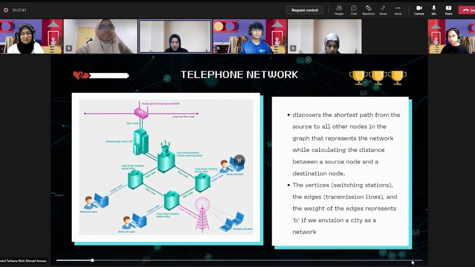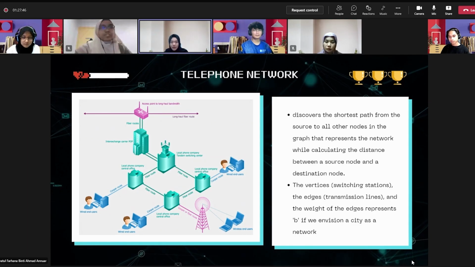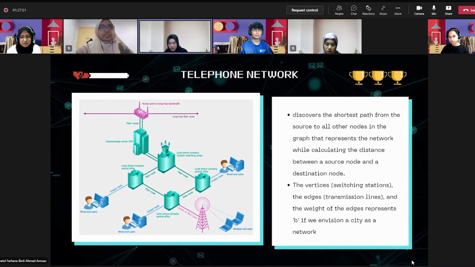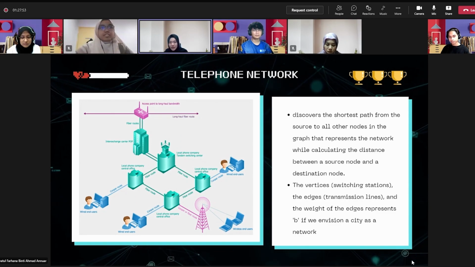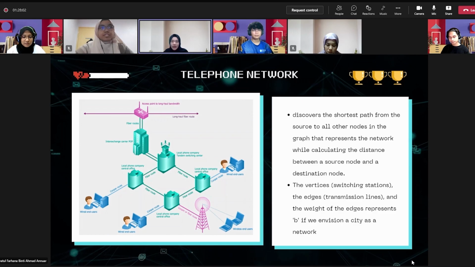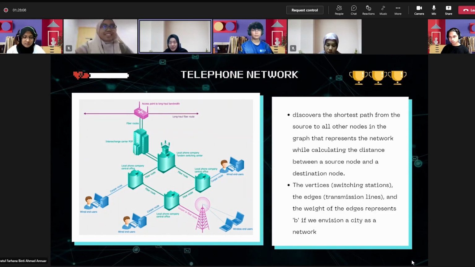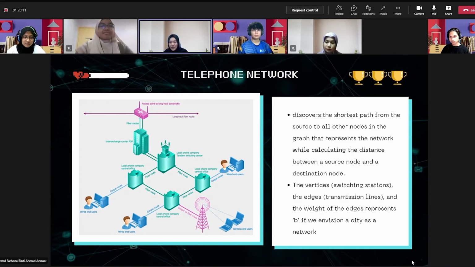Next is telephone network. We can discover the shortest path from the source to all other nodes in the graph that represents the network, while calculating the distance of nodes and the destination nodes. The vertices are the switching stations, the edges are the transmission lines, and the weight of the edge is represented by the distance if we envision the city as the network. So by that we can find the shortest path using the Dijkstra algorithm.